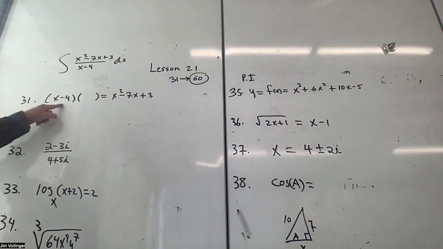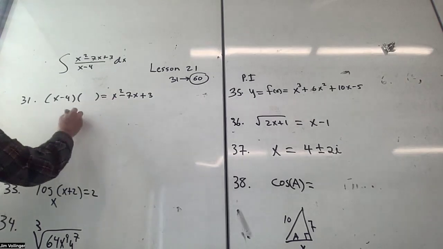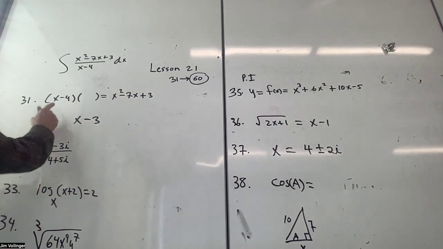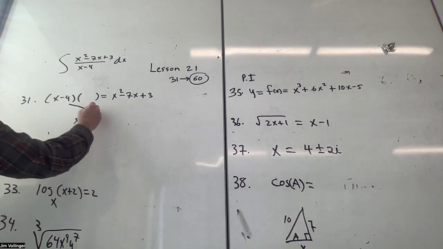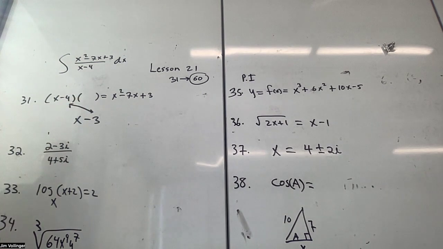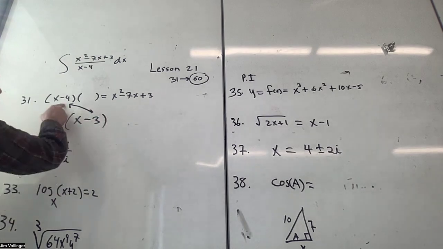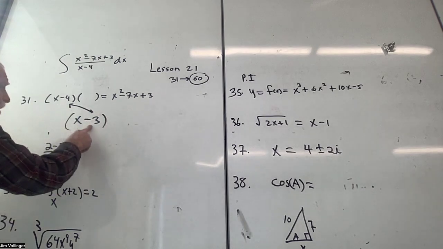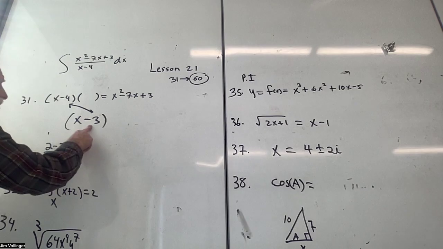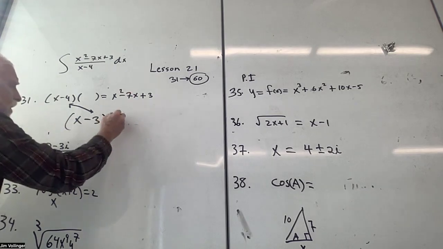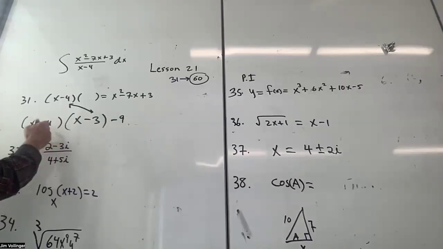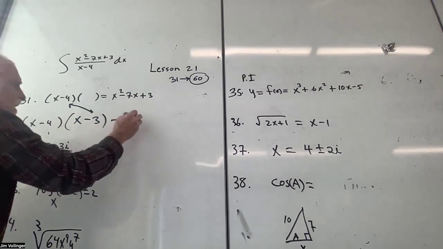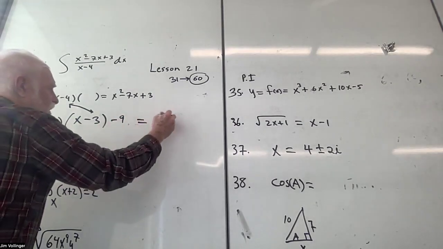So what do we multiply x minus 4 by to get x squared minus 7x? Well, that's x minus 3. That times that gets us that. And now I've got that multiplication, all right? And that's minus 4 times minus 3. It gets us positive 12, and we want positive 3, so I really have to go down 9. And so x minus 4 times x minus 3 minus 9 is another way of saying x squared minus 7x plus 3.